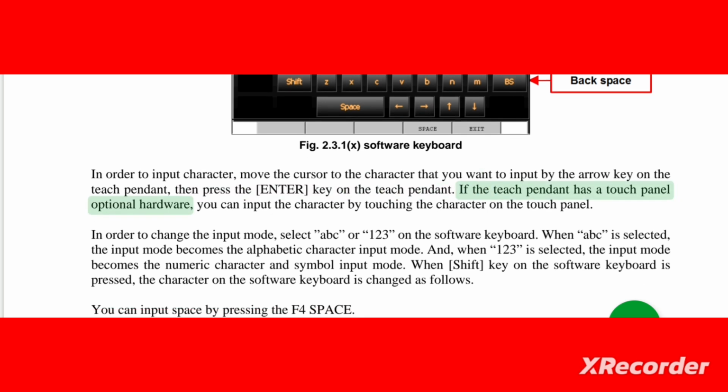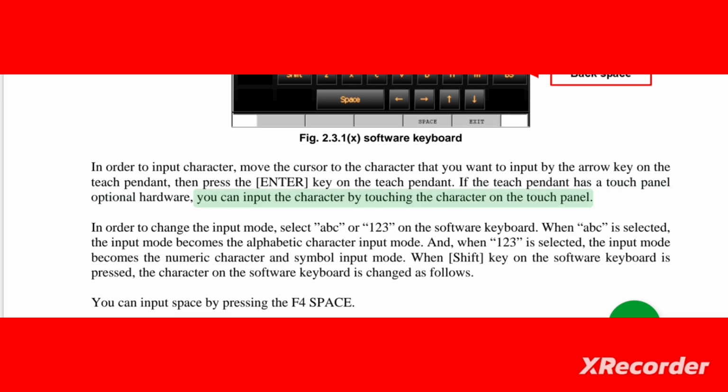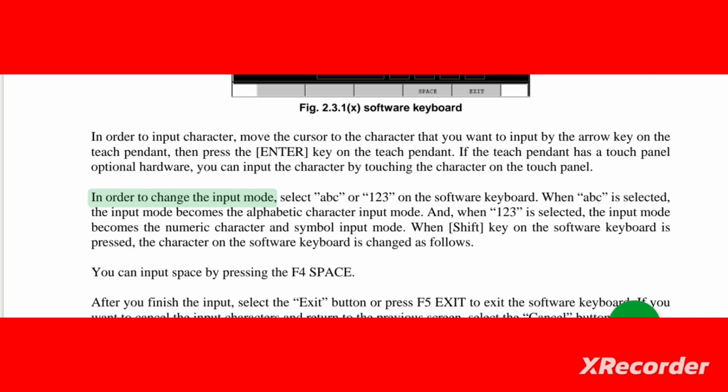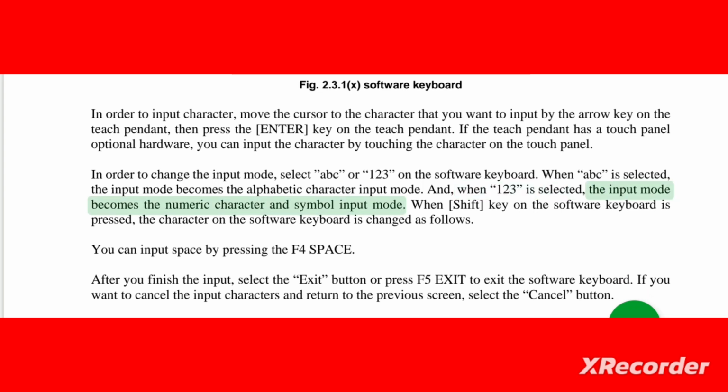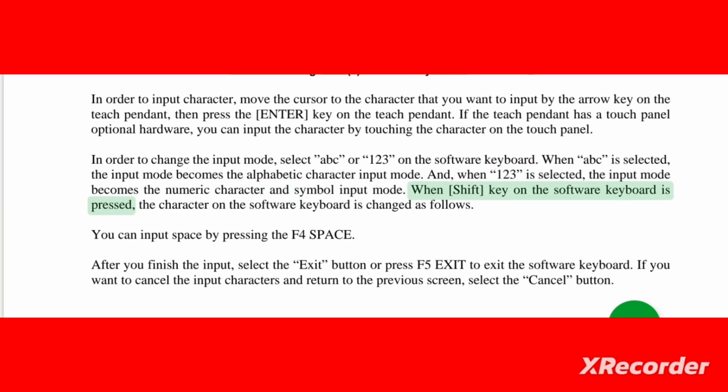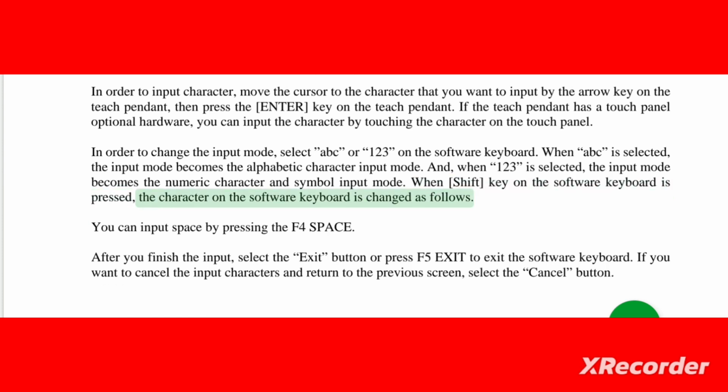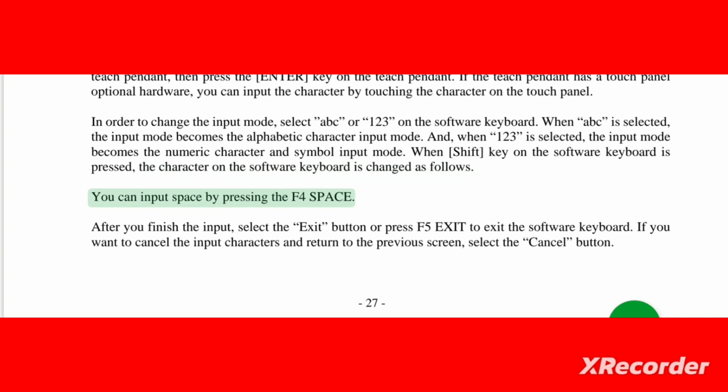If the teach pendant has the touch panel optional hardware, you can input the character by touching the character on the touch panel. In order to change the input mode, select ABC or 123 on the software keyboard. When ABC is selected, the input mode becomes the alphabetic character input mode, and when 123 is selected, the input mode becomes the numeric character and symbol input mode. When the SHIFT key on the software keyboard is pressed, the characters on the software keyboard are changed as follows. You can input a space by pressing F4 SPACE.